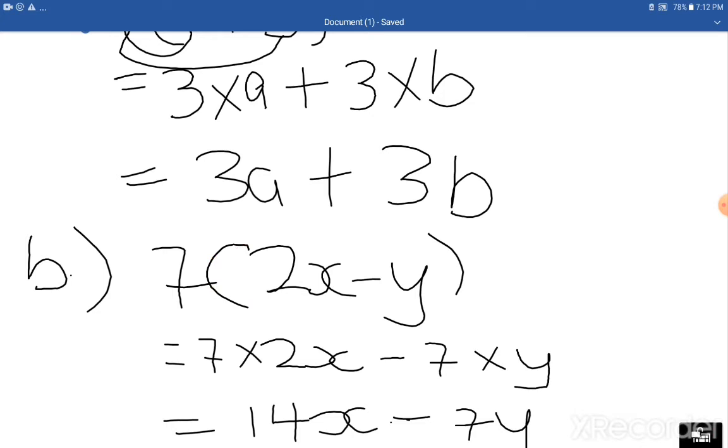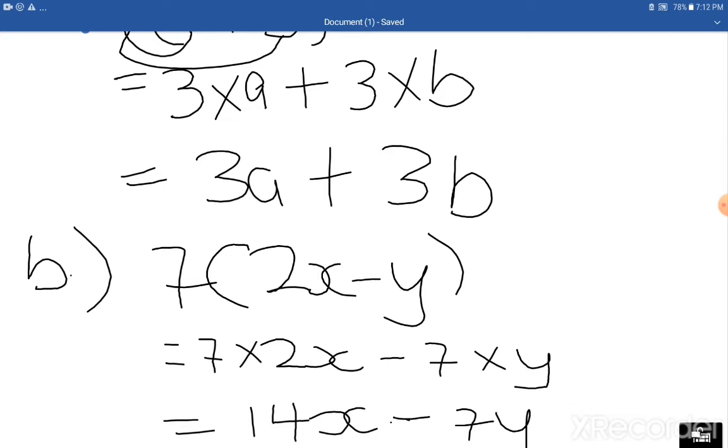So 7 times 2x. This time you have to multiply 7 and 2, which is 14. 2 times 1 is 2, 2 times 2 is 4, 2 times 3 is 6. But I'm not going to go deep into that. Most of us already know our multiplication for us to be in grade 9, where we are now.